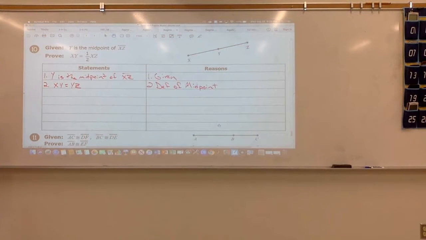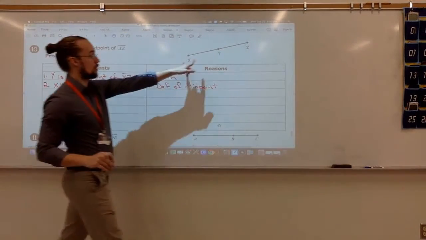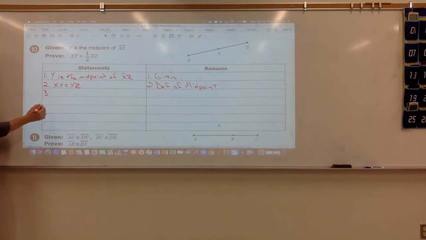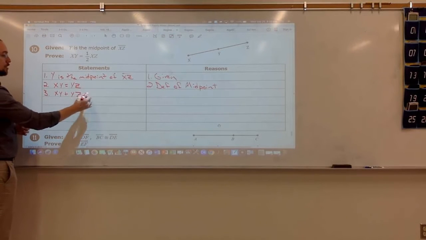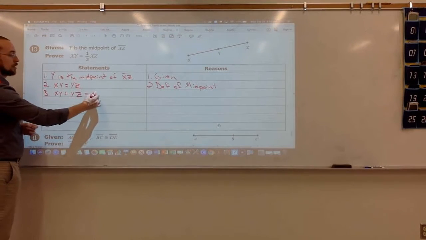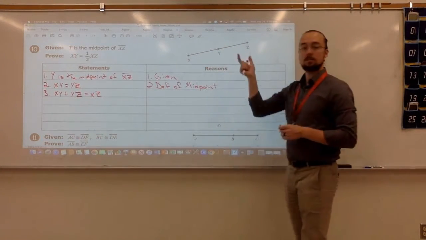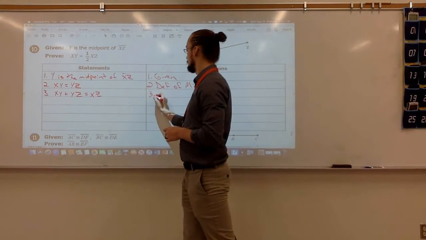Okay, what else do I know here? xy plus yz equals xz? Yeah. So looking at that diagram, we can say xy plus yz equals the whole thing, xz. Right? So that would be what? Segment addition postulate.